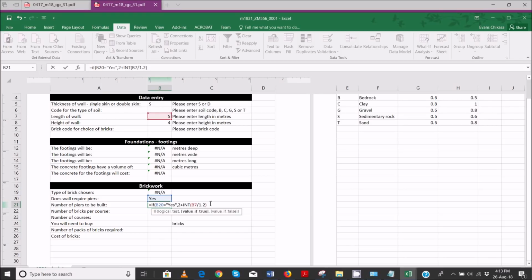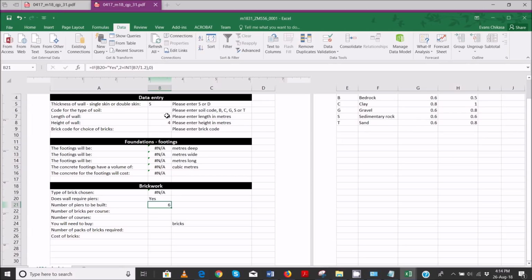If they are not needed, then you can just put 0. That's fine, because the number of piers needed is equal to 0. If you want, you can leave it with empty quotes, but in case there are mathematical operations that we need to carry out later on, then 0 is better than putting empty quotes. So just do that. And here it tells us that we need 5 piers.